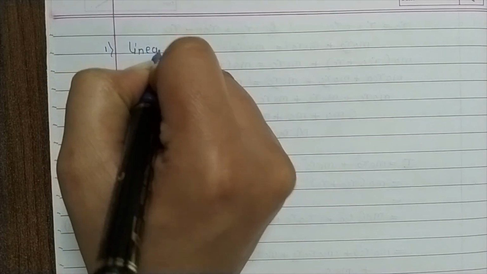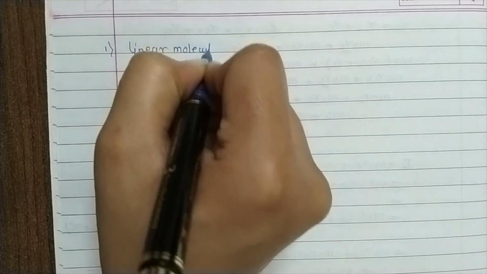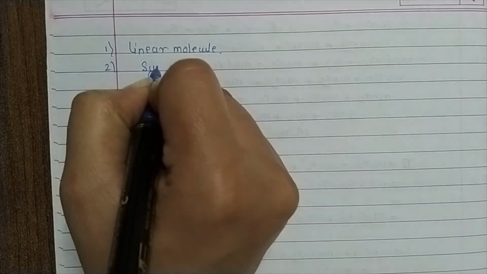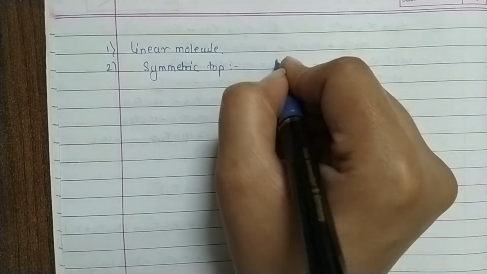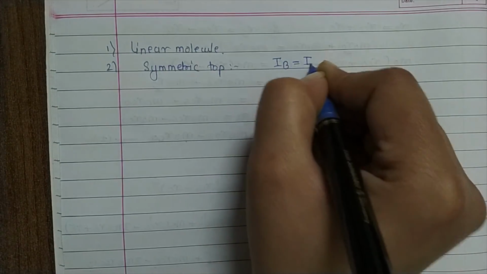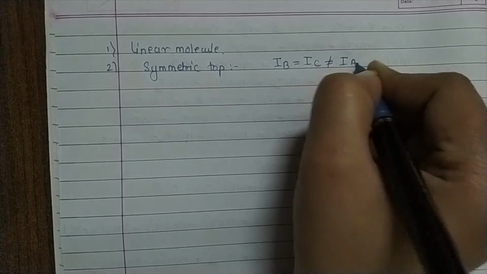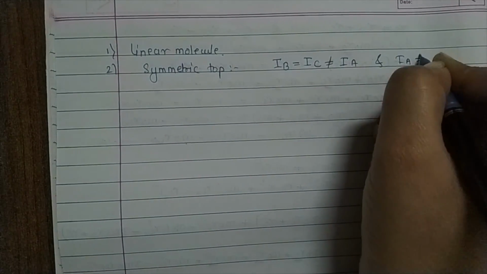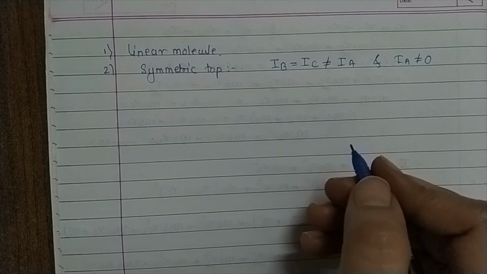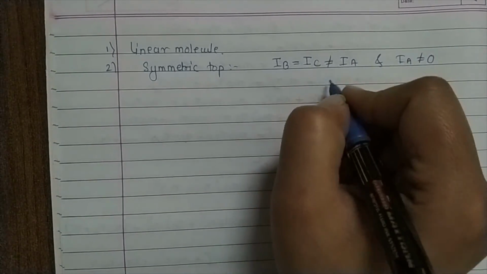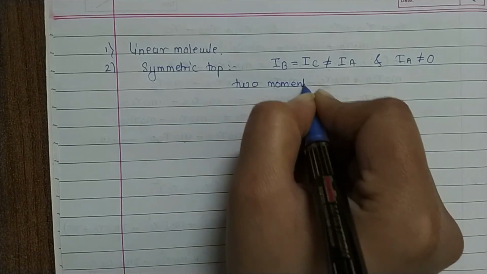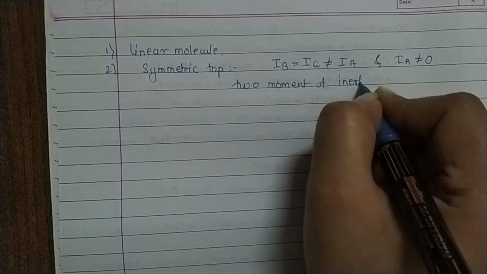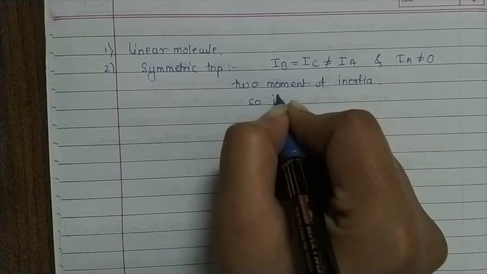So whatever the derivation we saw, that was for the linear molecule. The next is the symmetric top. So for the symmetric top, IB is equal to IC, but which is not equal to IA, and IA is also not equal to 0. Is it clear? So for the symmetric top, there are two moment of inertia. Yes or no?